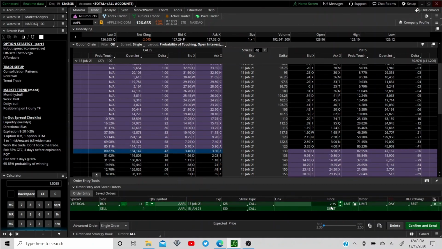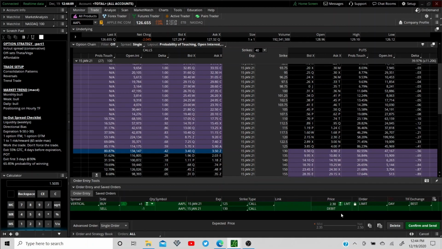And it looks like it's pricing out about $2.35, which is underneath half. This is a $5 wide spread. So anything up to $2.50 is very acceptable. So $2.35, we want to work our price here. So $2.30, let's start there. Let's say we go ahead and get that price executes. So we now have an in-out spread.